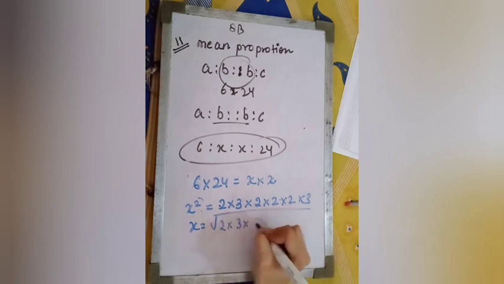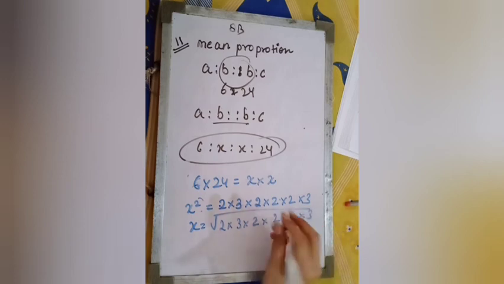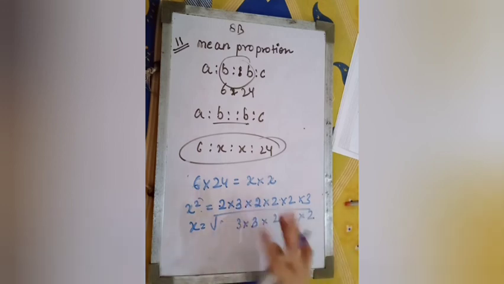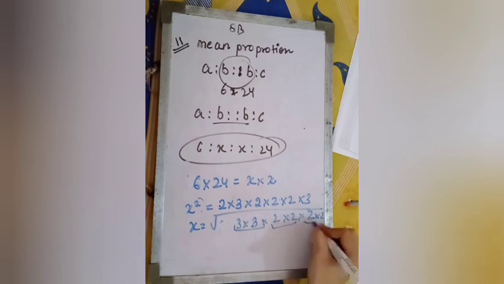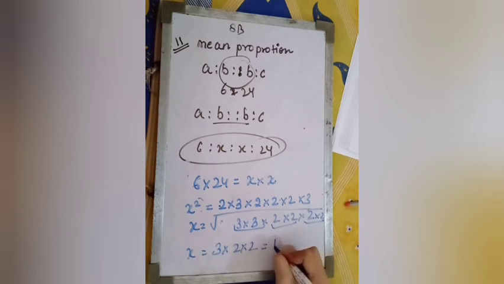2 into 3 into 2 into 2 into 2 into 3. Write this 3 together, and this 2 here. Now make groups of 2 numbers. When you remove this square, this pair we will write here, and this will be 12. So the x is 12.